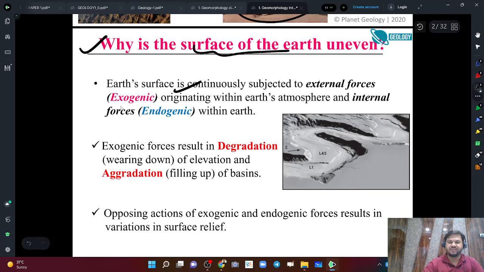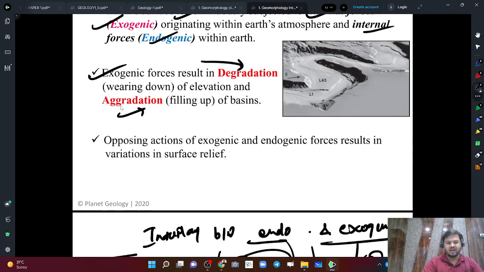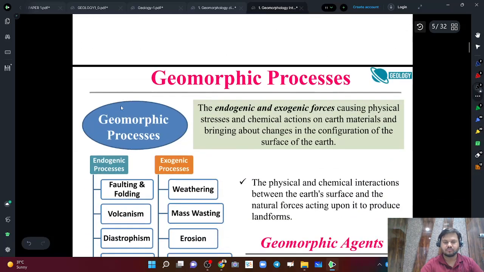So why is the surface of earth uneven? It is because of interplay between external forces, which are exogenic or exogenetic, and internal forces, that is endogenetic, right? These exogenetic forces result in degradation of elevation and aggradation of basin. If there is an elevated area, it will degrade it. If there is a basin, it will lead to aggradation. So these opposing actions of exogenetic and endogenetic forces result in variation in surface relief. So this is the answer, right?